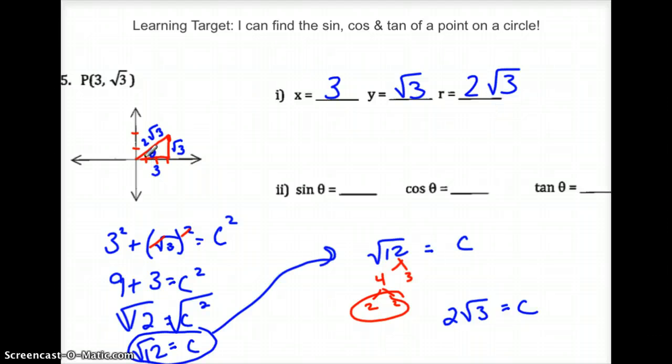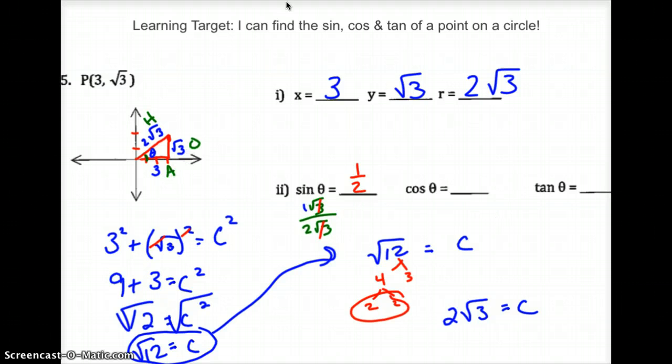So in respect to this theta here, 3 is my adjacent, radical 3 is opposite. This is my hypotenuse. So the sine, O over H, I'm going to write underneath because I might have some work to do. Radical 3 divided by 2 radical 3. But hold up, wait a minute. Those radical 3's can cancel each other, and so what am I left with? Well, you know there's a 1 up top, understood, so I'm left with 1/2.